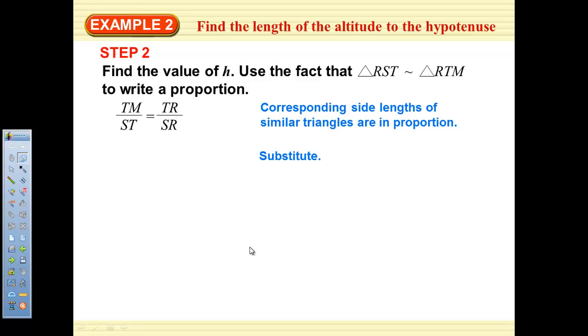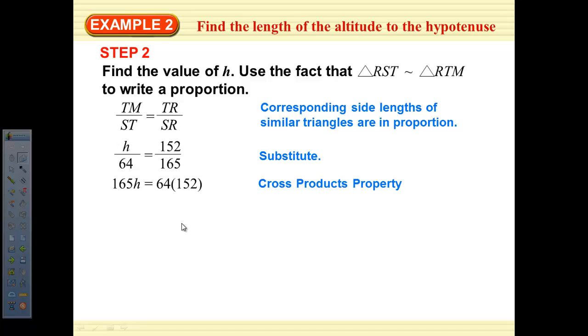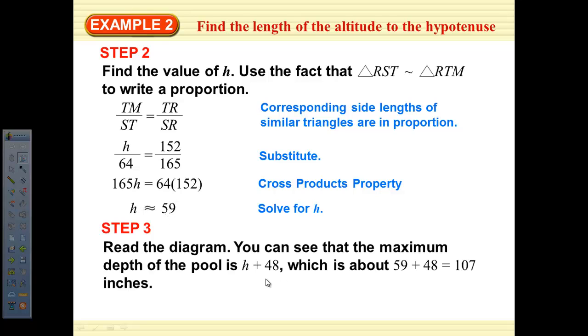So again, what they did was h over 64 equals 152 over 165. We cross multiply and we solve. So 59 is the distance there. You would have to add 48 to it, so 59 and 48 gives you 107 inches.